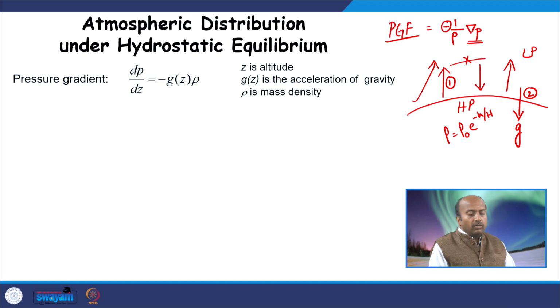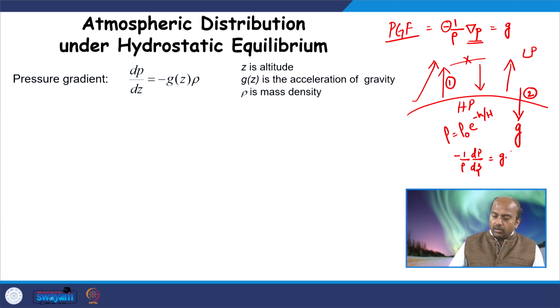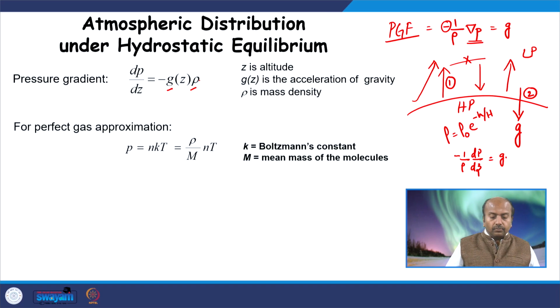So, the hydrostatic equilibrium, if you equate this to the gravity, you will get a simple expression: minus 1 by rho dp by dz is equal to g. So, that is what you have here. The rate at which pressure changes with respect to height is equal to the product of gravity and the density of the fluid, right.